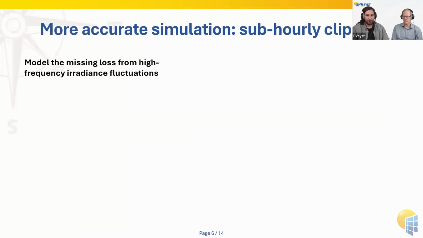So now let me go a bit further into how we make the simulation more accurate. So one problem was sub-hourly clipping. This is a well-known problem that if you run simulations as PVsyst does in hourly steps, you may be missing the losses that come from high-frequency irradiance fluctuations. This is because if you look at very short time scales, you may have irradiance that fluctuates very strongly, and the production of the DC array may cross the clipping threshold of your inverters. And so if you're averaging over 1 hour, you may miss all of these features in the irradiance time series.